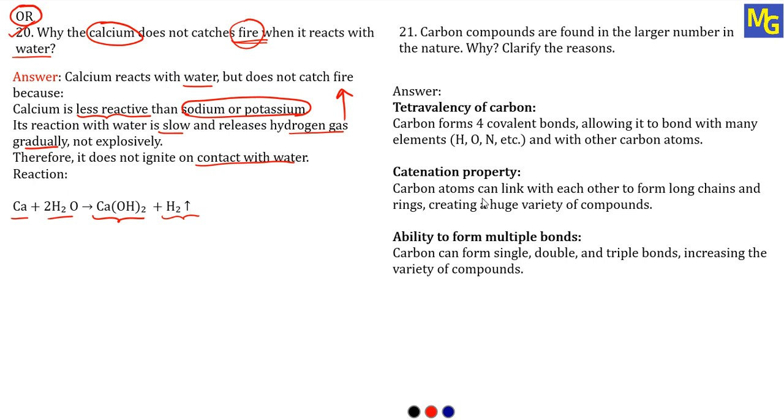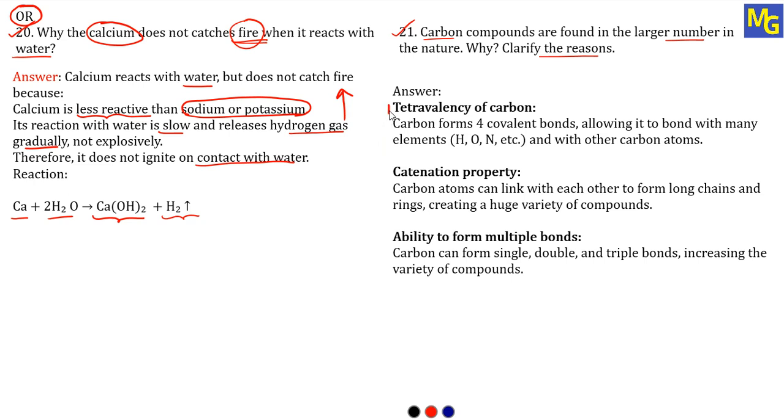Next, question number 21. Carbon compounds are found in large numbers in nature. Why? Clarify the reason. So we can see in nature, carbon compounds are more. Mainly in all the compounds there will be carbon. So why? That reason we have to tell and explain. So the answer is, there are 3 points which we have to explain in this.